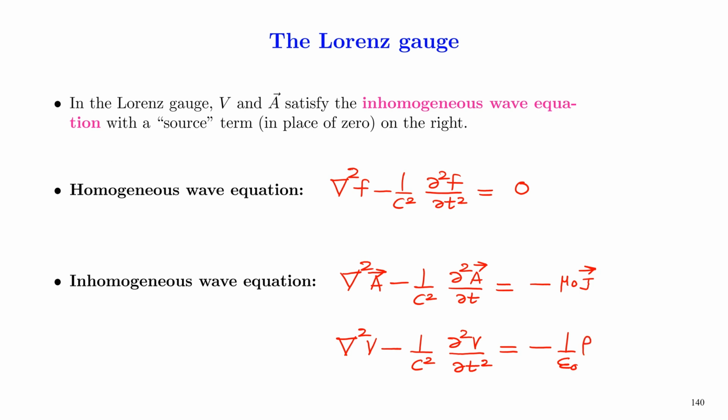The Lorenz gauge is one of the most extensively used gauges in electrodynamics because it helps to reduce the complexity of the problems by solving the inhomogeneous wave equations for a specified source.